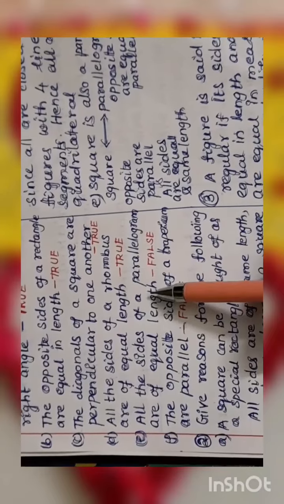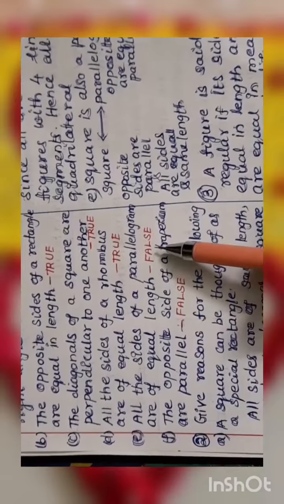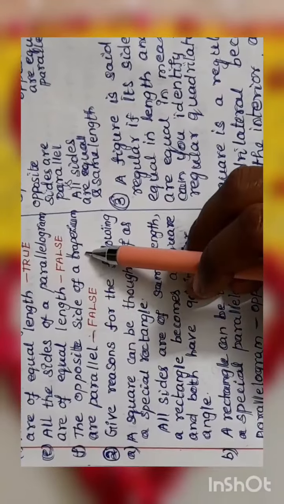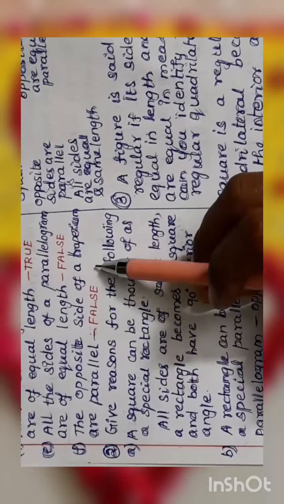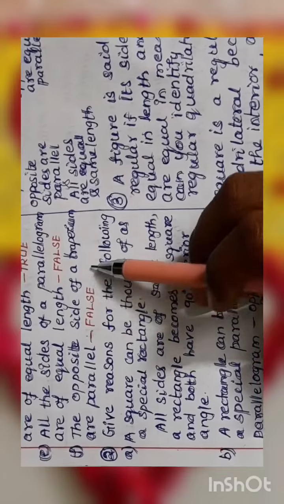All the sides of the parallelogram are equal in length. No, only opposite sides are equal. So we will write false. Then, opposite sides of the trapezium are parallel. No, opposite sides are not equal, not parallel. Okay, so that is false.